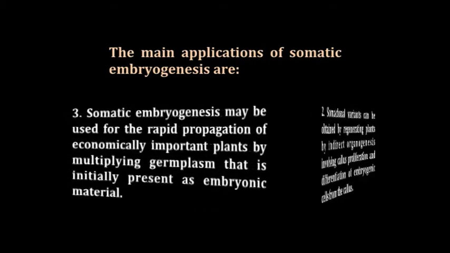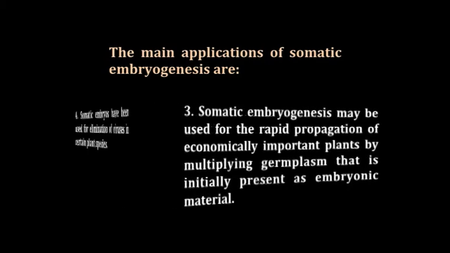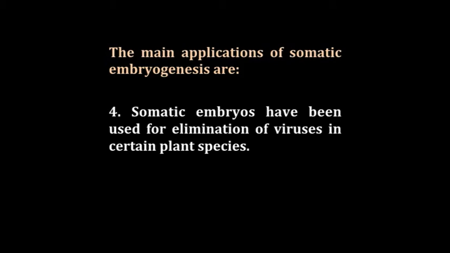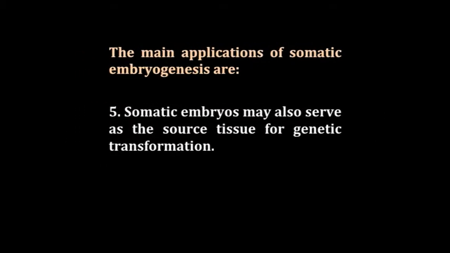The next application is somatic embryogenesis may be used for the rapid propagation of economically important plants by multiplying germplasm that is initially present as embryonic material. Next, somatic embryos have been used for elimination of viruses in certain plant species. Finally, somatic embryos may also serve as the source tissue for genetic transformation.